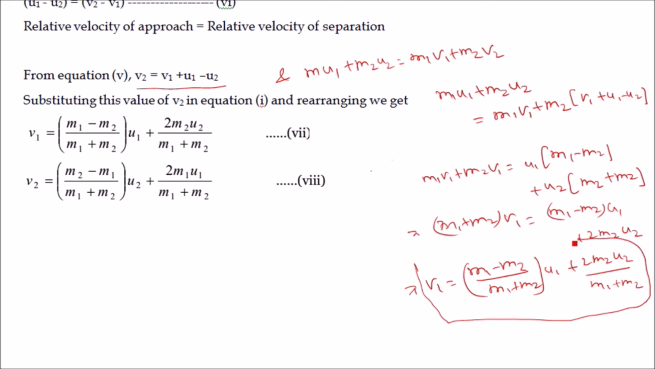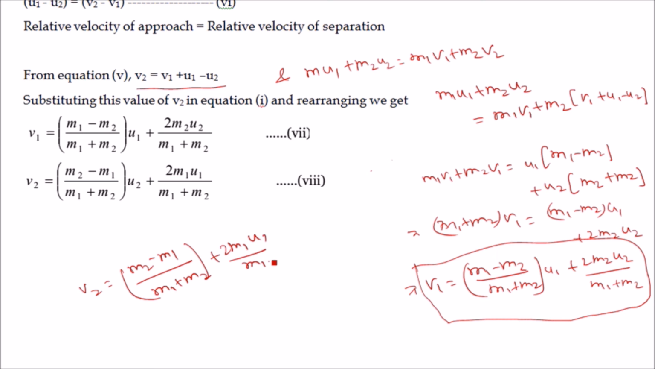Now if I put the value of v1 in the equation v2 is equal to v1 plus u1 minus u2, we get the value of v2 also, and the value of v2 comes equal to (m2 minus m1) divided by (m1 plus m2) into u2 plus twice m1 u1 divided by (m1 plus m2).